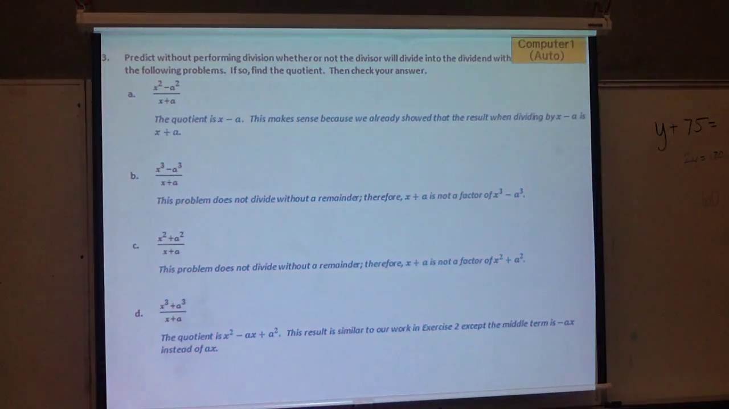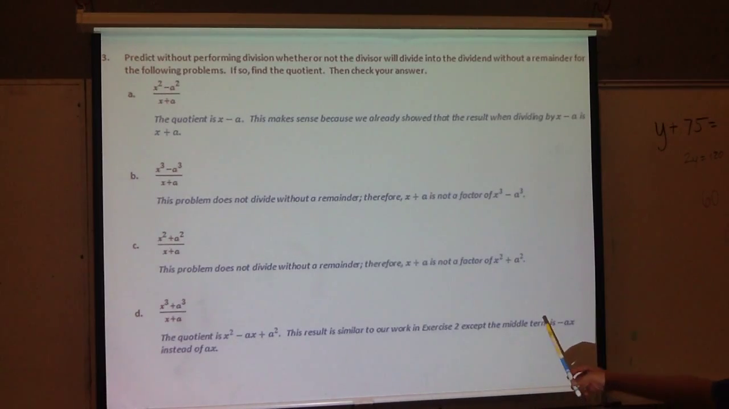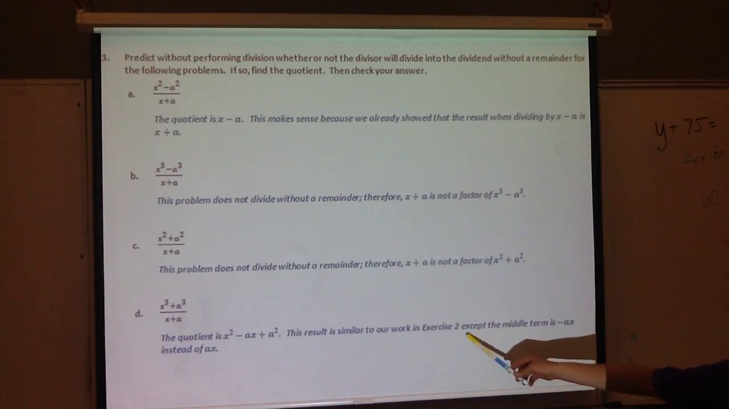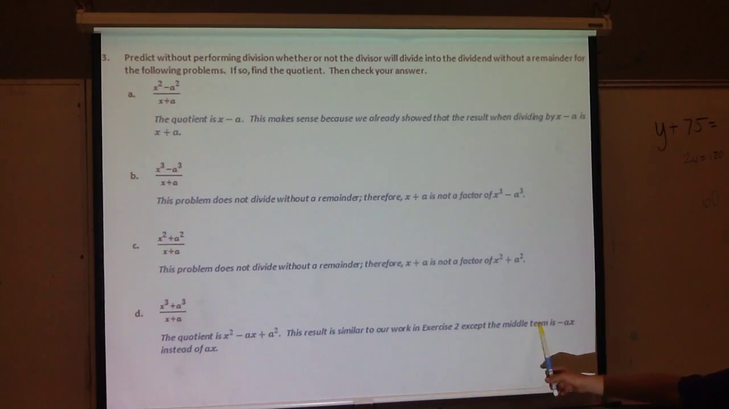So here are the answers to the 4 problems in exercise number 3. Again, D here, this result is similar to our work in exercise 2, except the middle term is minus ax instead of positive.